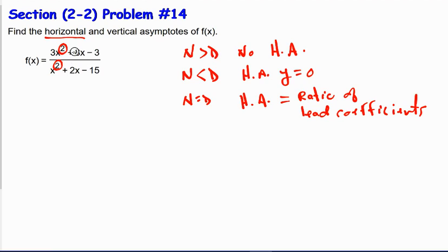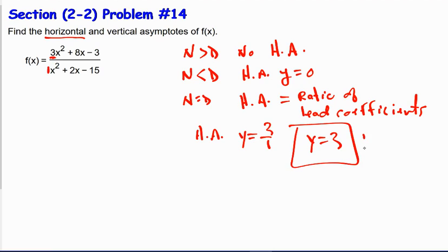So we see that that's what we have. The highest degree terms are equal. There's a second degree term in the numerator, and its lead coefficient is 3. And there's a second degree term in the denominator, and its lead coefficient is 1. So we have a horizontal asymptote at y equals 3 over 1. So that's our horizontal asymptote, y equals 3.